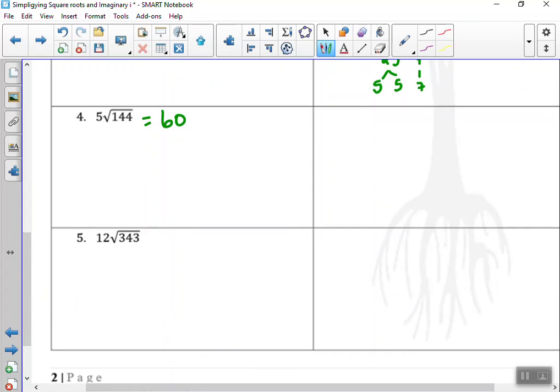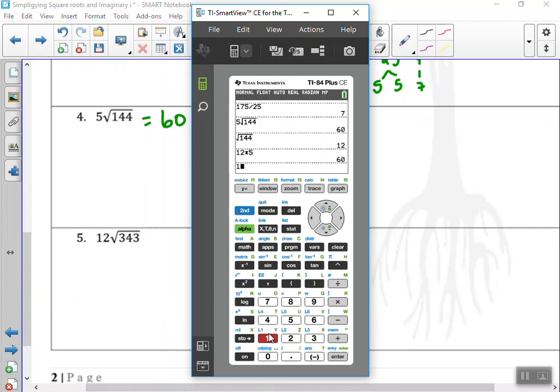Hopefully I have the same luck with number 5. Let me just plug it in my calculator. I have a bad feeling, though. I don't think it's going to happen. Yeah, square root of 343. Oh, man. It's a decimal, so I have to do the factor tree.